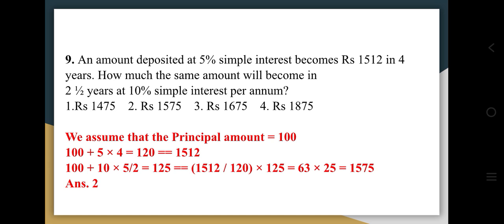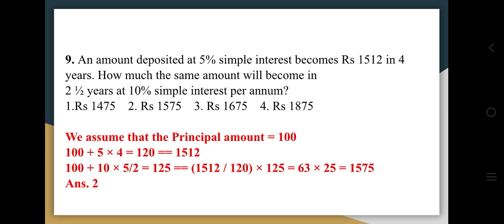If the principal amount is 100, then 100 becomes, at simple interest 5% in 4 years, 100 plus interest for 4 years. So interest for 4 years is 5 into 4. So it becomes 100 plus 5 into 4, that is 120. So 120 corresponds to 1512. What do we want? We want the same 100.